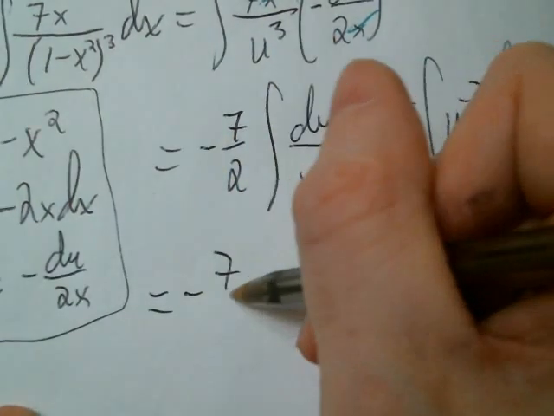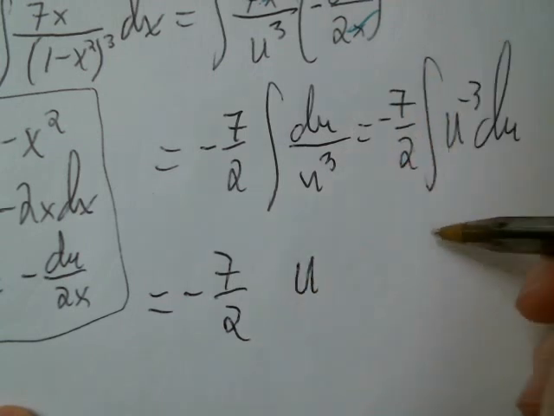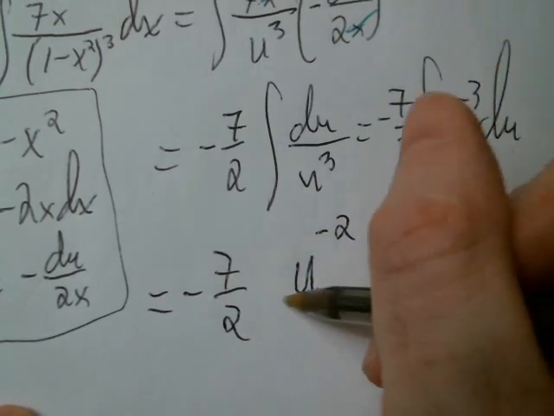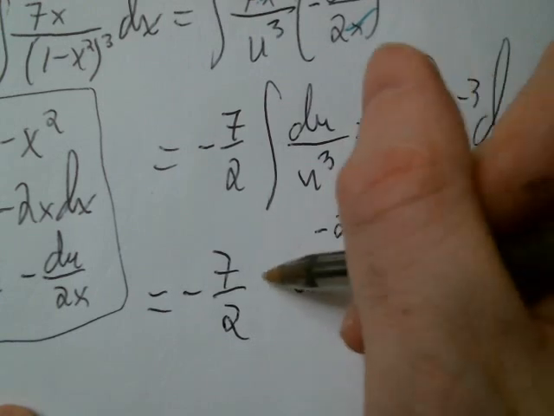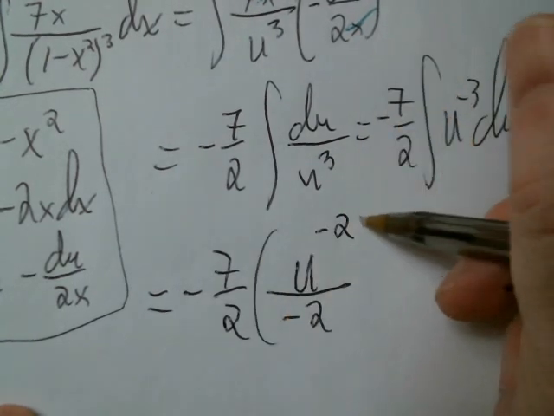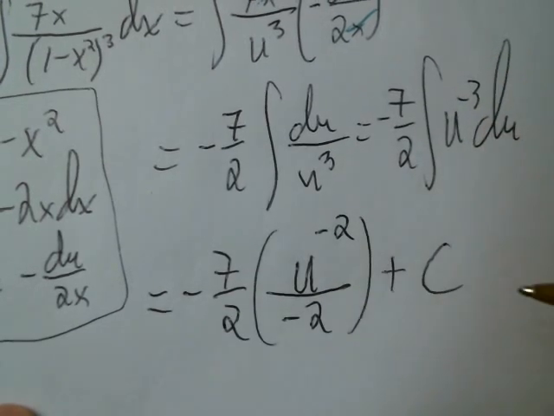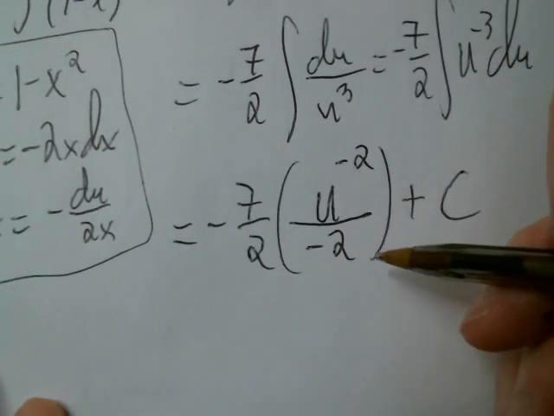That'll be equal to negative 7/2 times, now I do a power rule, so u to the negative 3 plus 1 is negative 2, and times the reciprocal of negative 2. I usually just, if I'm dealing with negatives, I drop it to the denominator, so like that. And then we have to add in our constant. Let's clean it up a bit.